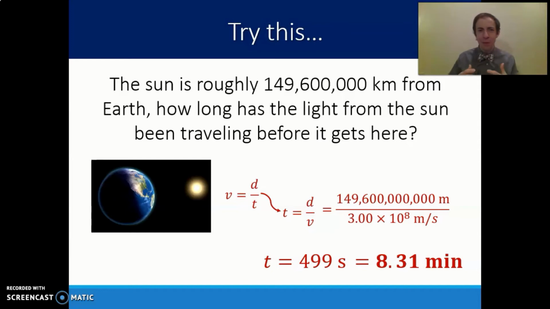And the same thing happens when you go farther and farther out. It turns out that many of our stars are millions of light years away from us, which means that when we're looking at the stars, we're not looking at what the stars look like now. We're looking at what they look like millions of years ago. It takes light that long to travel if it is that far away.